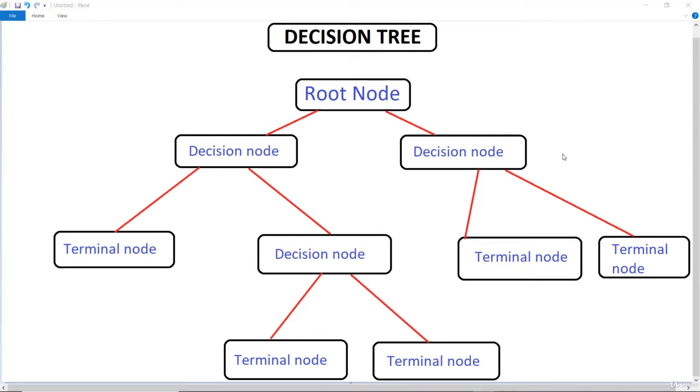Now, problems that can be solved with the help of decision tree are, as we have studied, the regression problems, and also the classification and logistical problems.